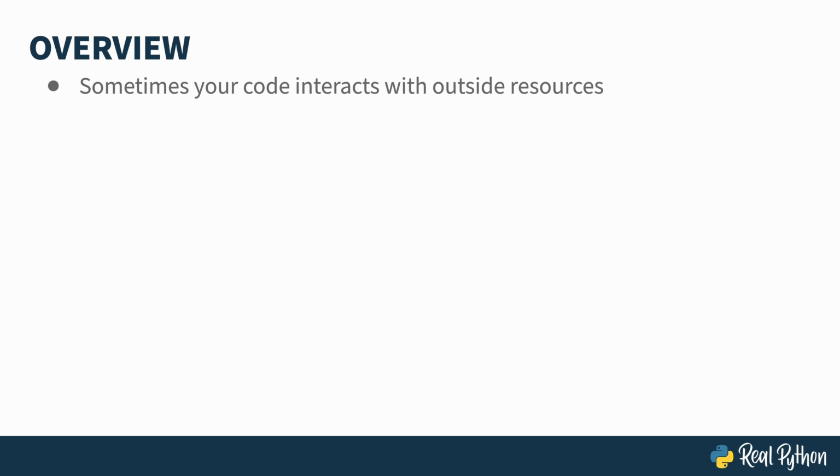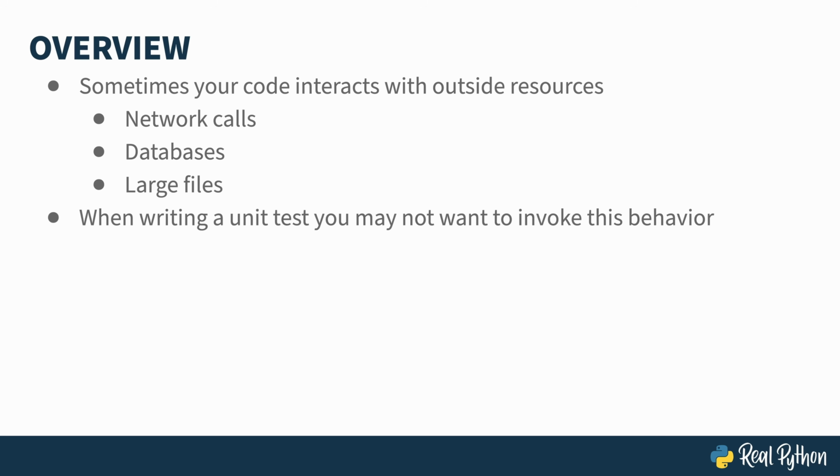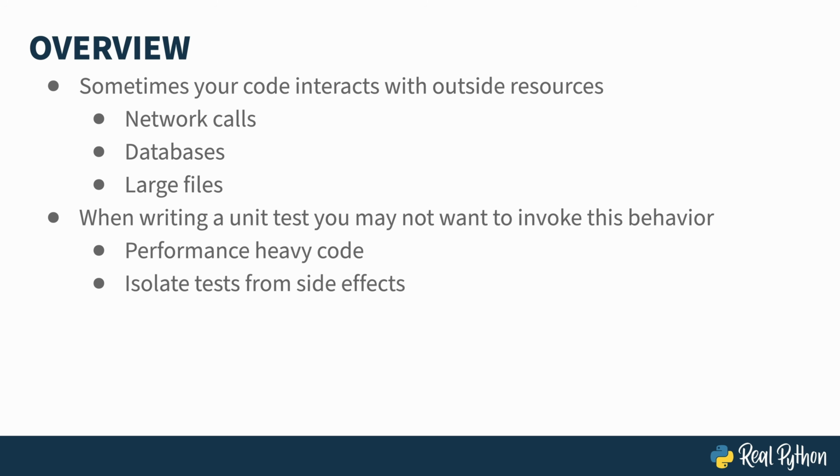Sometimes your code needs to interact with external resources, like making calls over the network, interacting with a database, or working with large files. When you write a unit test for this kind of code, you might not want that kind of interaction to happen. It might make the performance of your unit test too sluggish, or it might make it difficult to have deterministic behavior. For example, if each network call returns a different result, testing for appropriate values becomes more difficult.